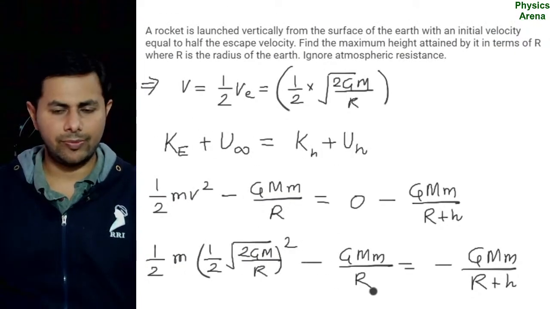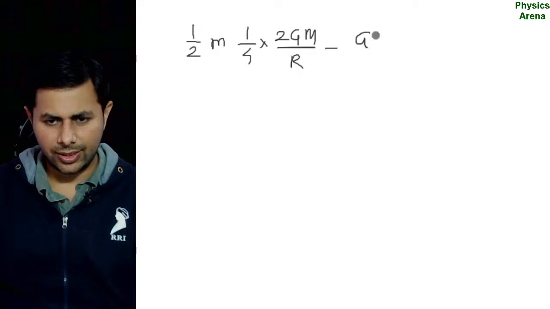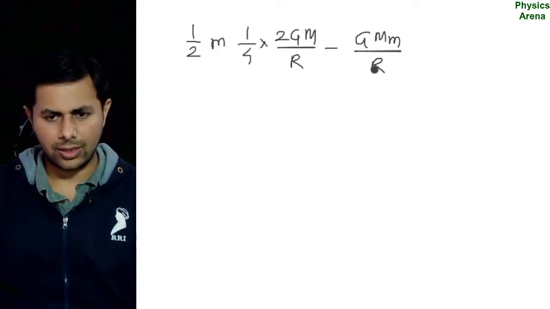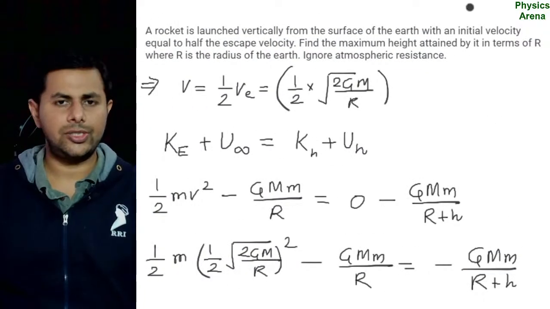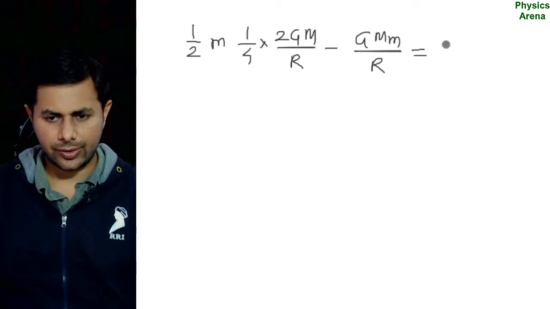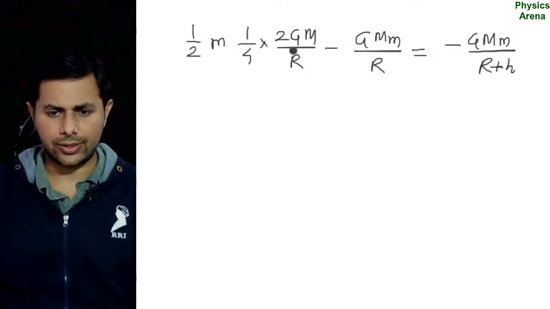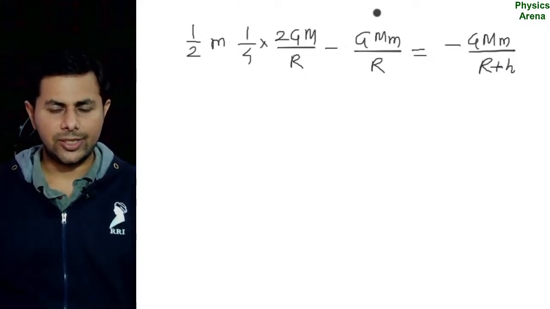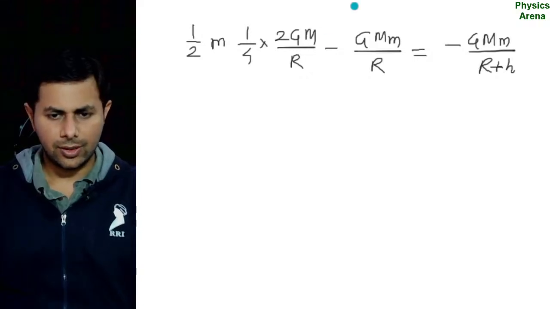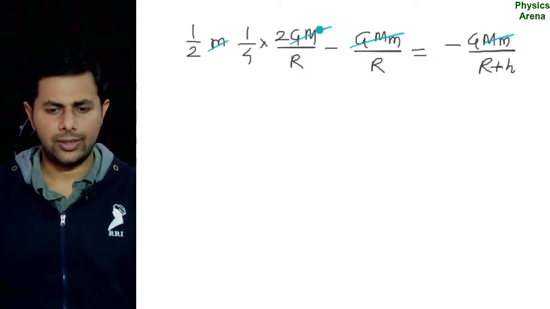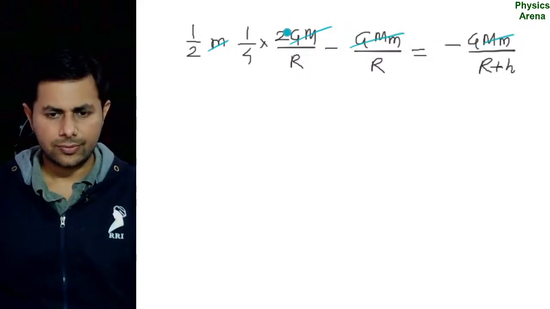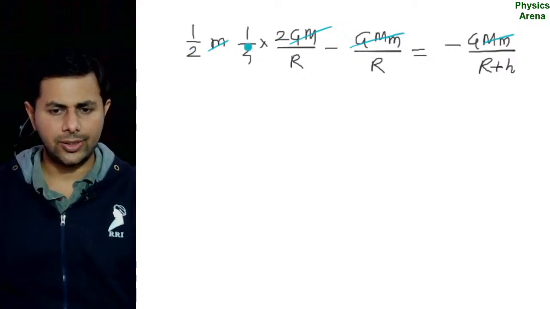Then we have minus of GMm over r. So minus of GMm over r, and that's equal to minus of GMm over r plus h. So minus of capital M multiplied by small m over r plus h. Okay, so it seems like we can cancel out GM and m everywhere. Then here we are left with 2 and 2 gets cancelled out. So it is 1 by 4r.